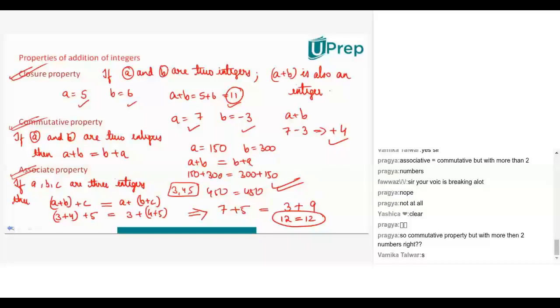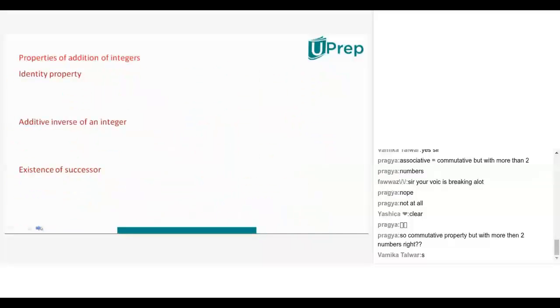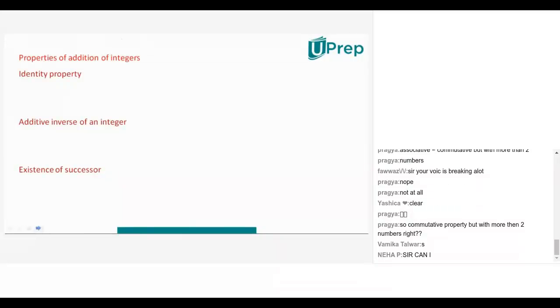Okay, no problem. Let me first write down the property. Okay, Neha, go ahead. Sir, it's 8 plus 0 is equal to 0 plus 8 equal to 8. Right. Okay. So basically the identity property is really simple. If I take any integer, say x, I do not know what integer, then if I add 0 to it, it is the same as 0 plus x. This is somewhat related to our commutative property also.